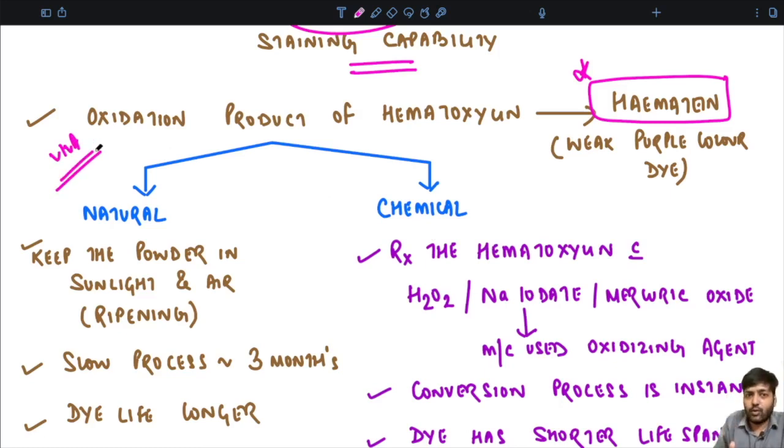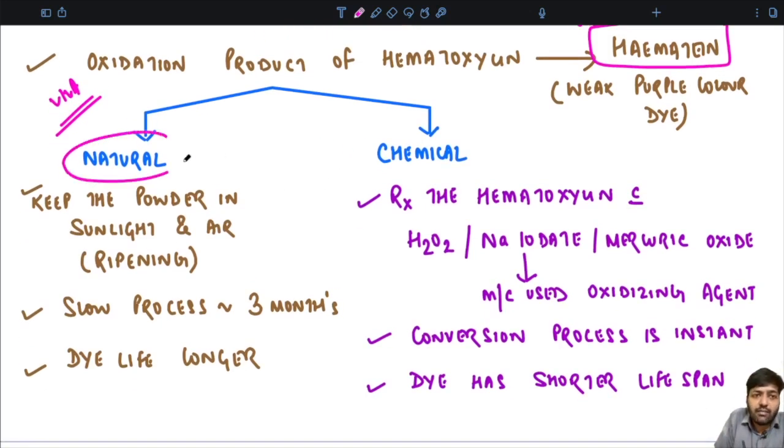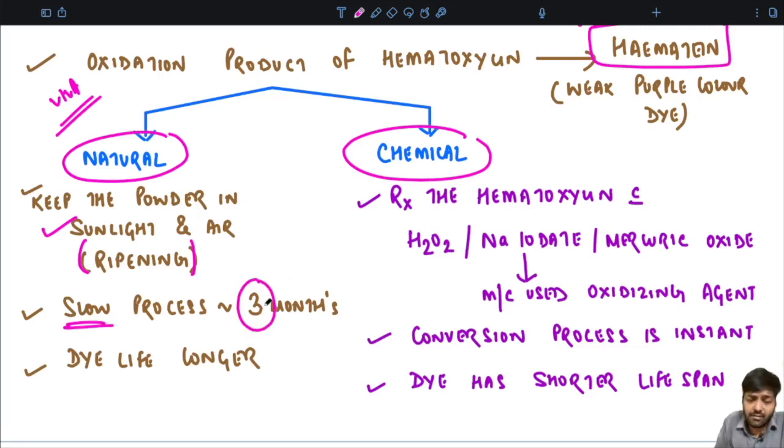There are two methods, okay? One is a natural method, another is a chemical method. What is the natural method? You keep the powder in sunlight and expose it to the air, okay? That facilitates the process of ripening or maturation. This kind of oxidation is a very slow process and takes almost around 3 months. The advantage is that when oxidation of hematoxylin is carried out by the natural method, the shelf life of the dye that is created is much longer, okay?